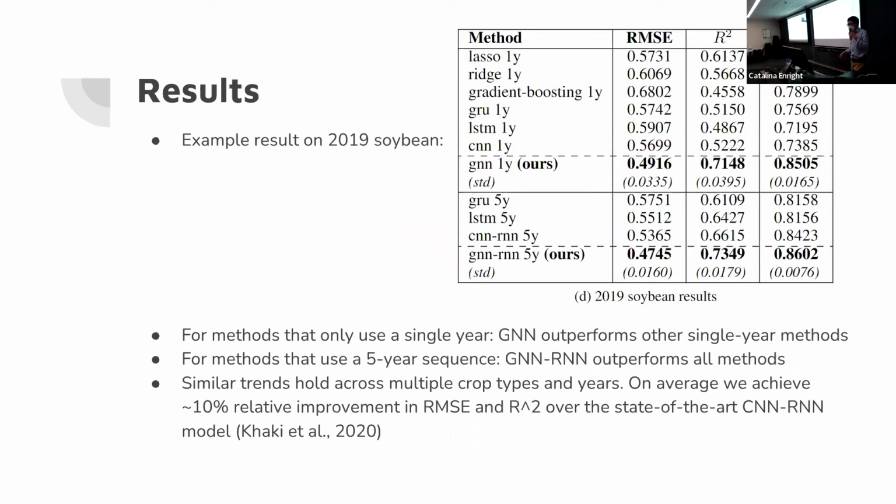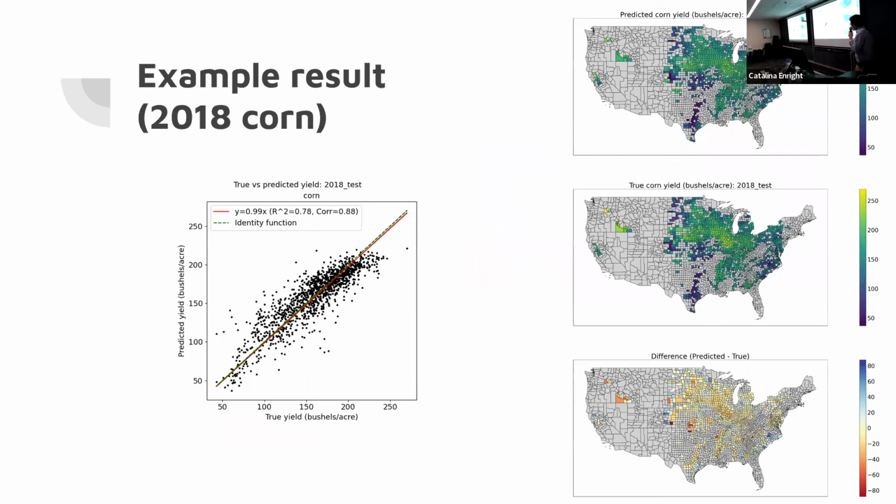Basically these results show that our GNN RNN approach outperforms a whole host of competing methods in terms of prediction accuracy and R-squared. And this generally holds across multiple crop types and years. So here's an example result of 2018 corn, for example. This scatter plot plots the predicted on the y-axis with the true ground truth crop yield on the x-axis. And you can see that they're generally pretty close to this line, which indicates accurate predictions.